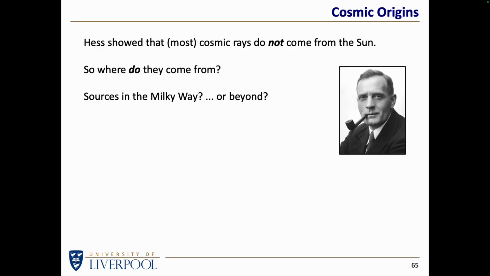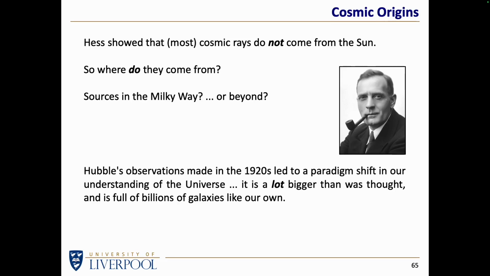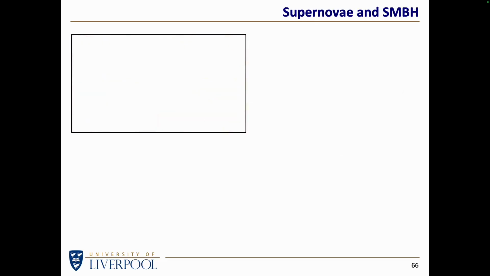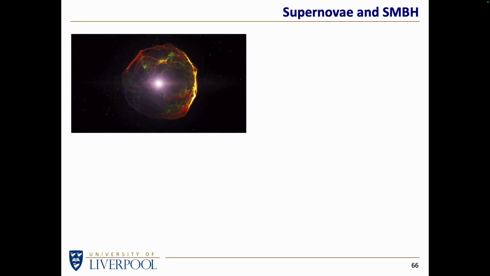So if we start by saying if they don't come from the sun, remember Hess in the solar eclipse balloon flight determined that they don't come from the sun, do they come from the Milky Way or somewhere else? After Hubble made these observations in the 1920s, the question can be rephrased. Where do cosmic rays come from? Are they galactic, coming from the Milky Way, or are they extragalactic, coming from outside the Milky Way?